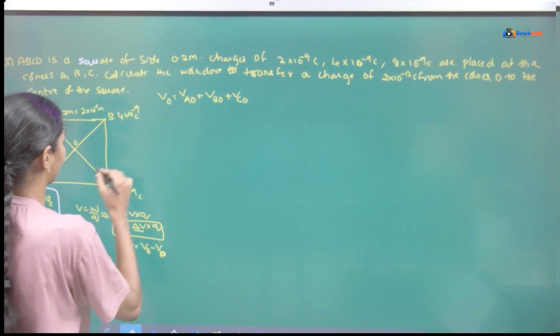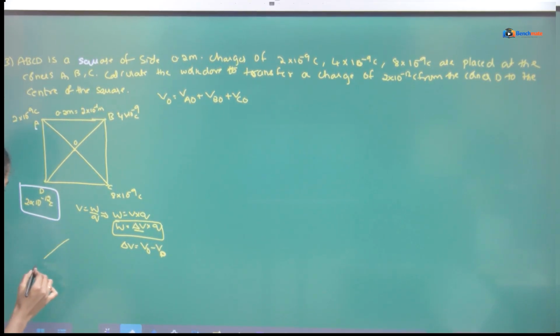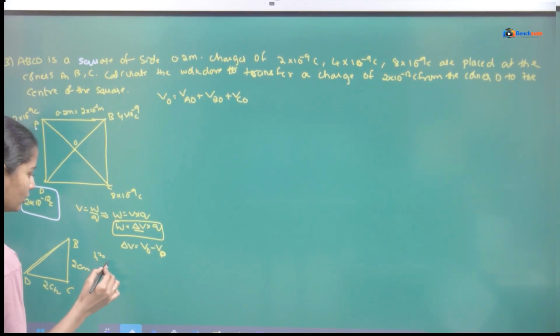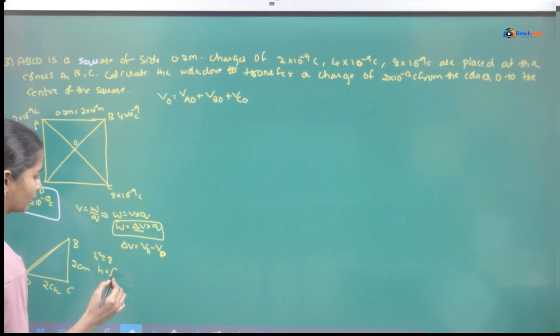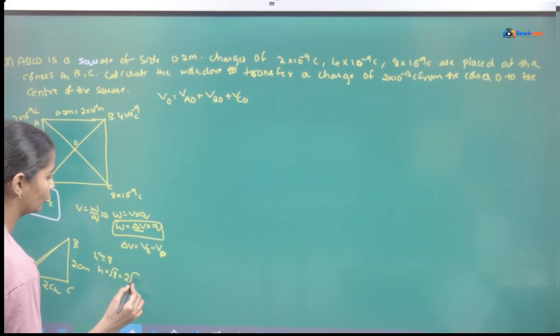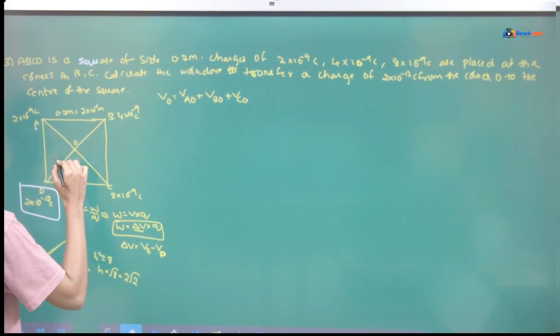How to calculate it? See, observe this. Where I have D here, C here, B here, and clearly we know each side is 2 centimeter. Then this will be the diagonal. So how to use the Pythagoras theorem? Hypotenuse square equal to 2 square plus 2 square, that is 4 plus 4, 8. H equal to root 8, that is 2 root 2. So I got the complete diagonal as 2 root 2.